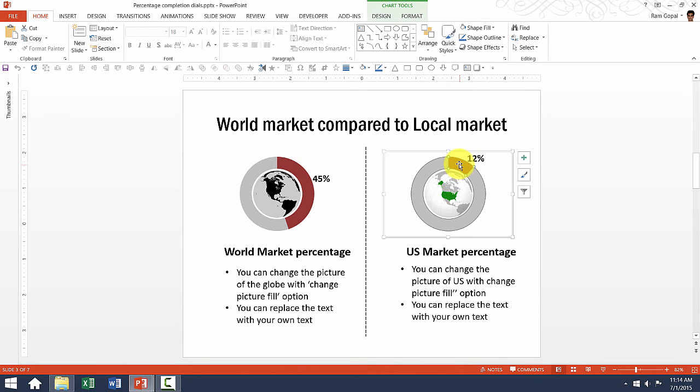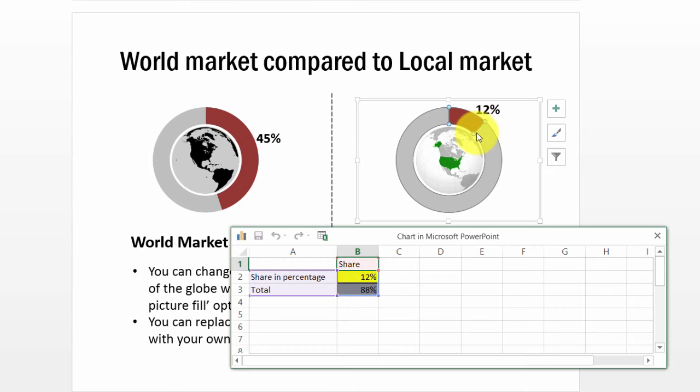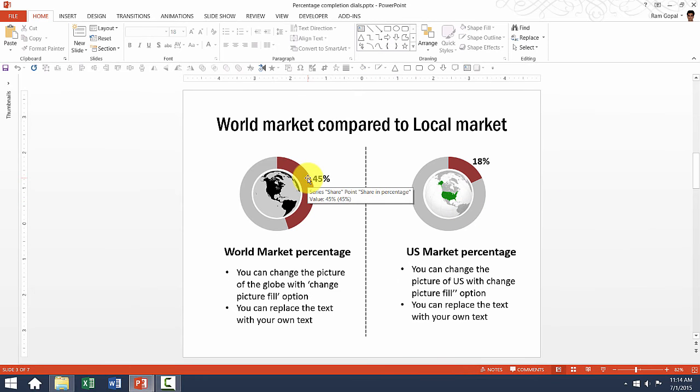So I'm going to click on that specific chart, right click, go to edit data. Now, instead of that as 12%, if I want to have that as 18%, I can do that, and you can see that there is a change in the way the chart is shown. And the same is the case for this one as well.